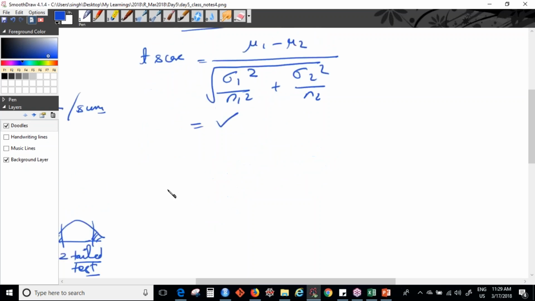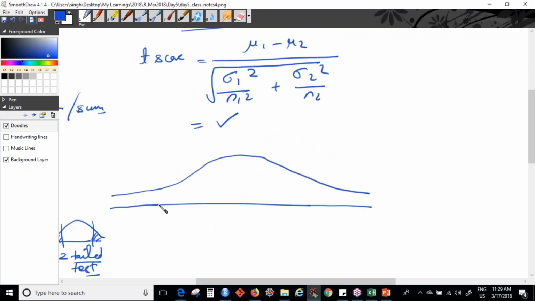We take this t-score and we plot it on a t-distribution. The t-distribution is similar to a normal distribution, but it has longer tails. This is known as the student t-distribution. Why student t-distribution? It was founded by a scientist called Gosset. Gosset did not want to use his own name to name this theorem, so he used a pseudonym. So that is student t.